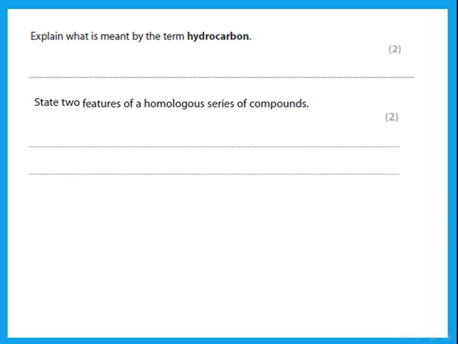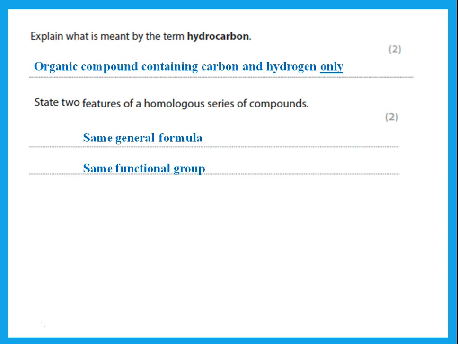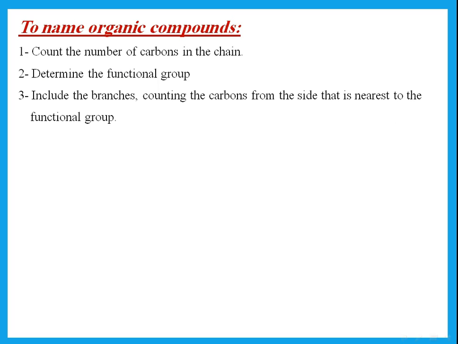So if you have a question like this, you will probably be asked what is meant by the term hydrocarbon. Do you remember from what we said what is a hydrocarbon? A hydrocarbon is an organic compound containing carbon and hydrogen only. The word only gets the second mark. State 2 features of a homologous series of compounds. We said homologous series of compounds will have the same what? They will have the same general formula, same functional group. That's the most important thing.